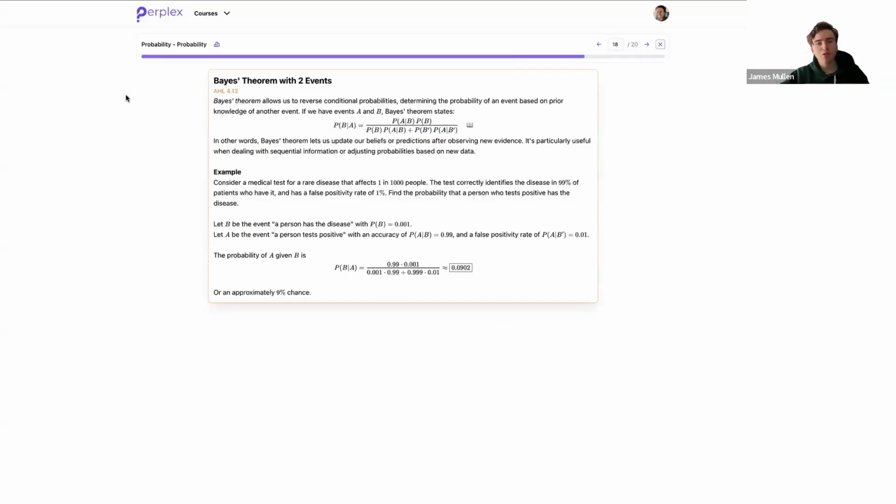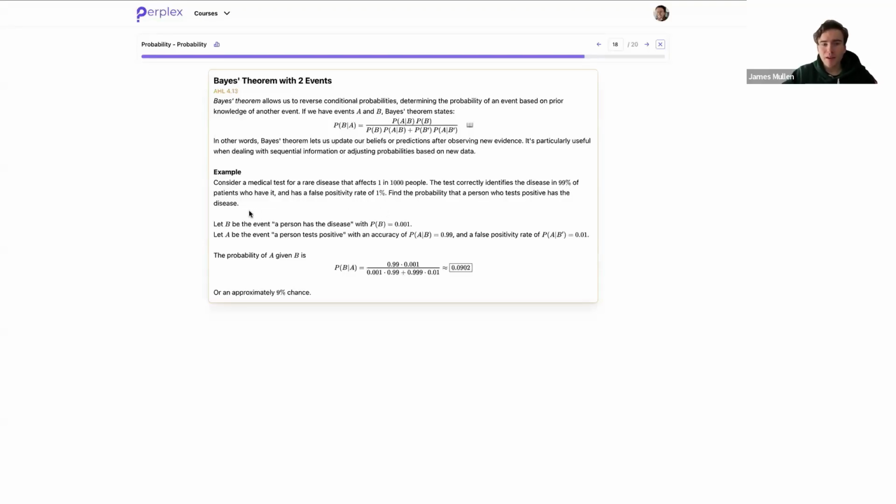So Bayes' theorem allows us to reverse conditional probabilities. It basically uses a way of finding P of B given A, knowing P of A given B and other information. So we have a bit of a messy formula, and it's in your booklet, so you don't need to memorize this at all. And I'm not even going to bother showing you where this came from because it's honestly a bit tedious. But basically, what Bayes' theorem allows us to do is update our beliefs or predictions or alter this probability given certain evidence, okay? And it's particularly useful when dealing with sequential information and when I'm getting new data continuously.